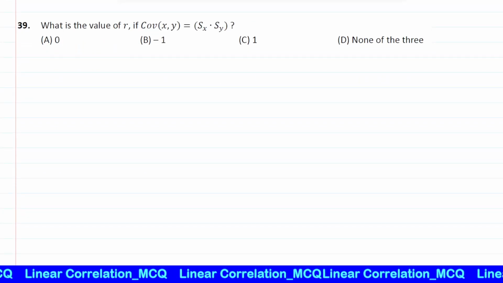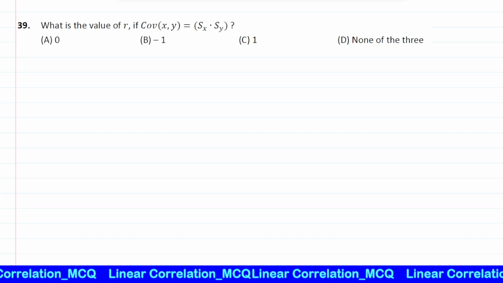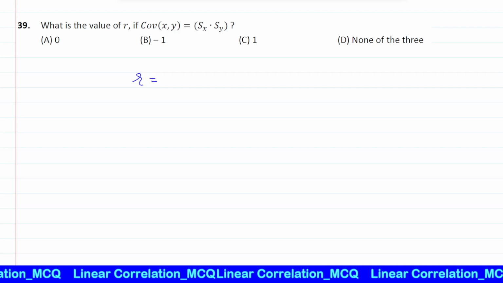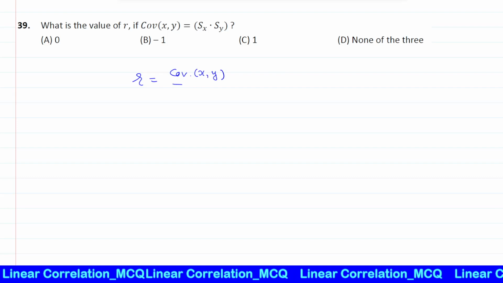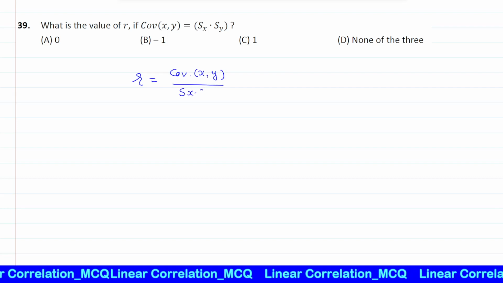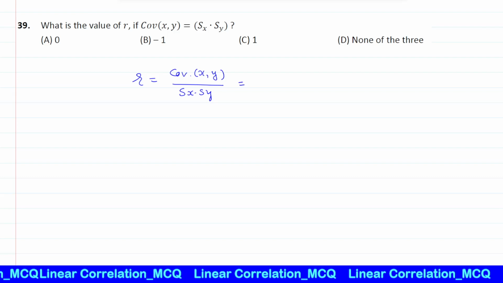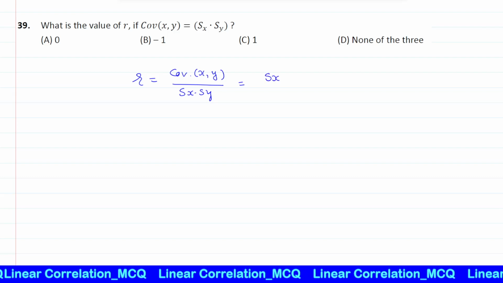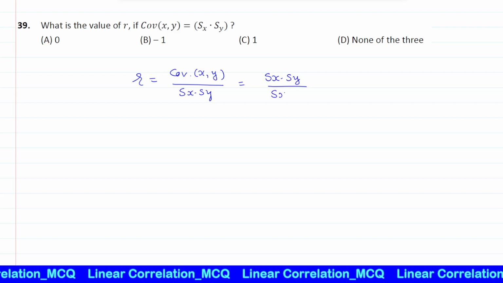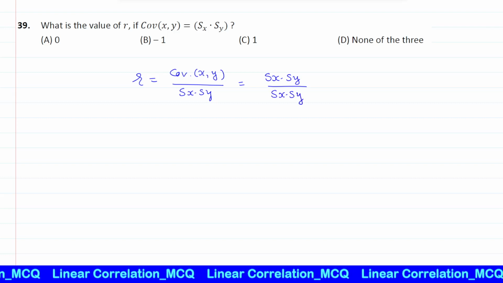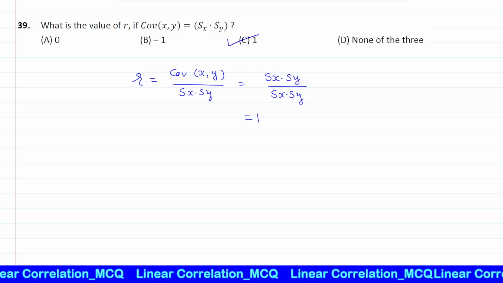Now question number 39. What is the value of r if covariance of xy equal to sx into sy? Let me put the formula. R equal to covariance of xy divided by sx into sy. Here it is given that covariance of xy equal to sx into sy. So can I put sx into sy instead of covariance of xy? Sx sy upon sx sy, they cancel out. R equal to 1. Option C is correct in 39.